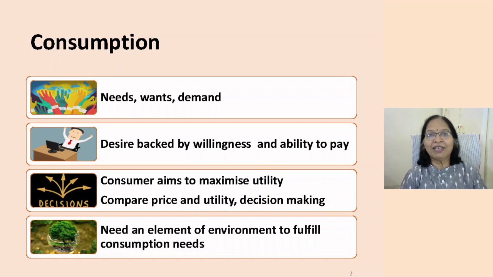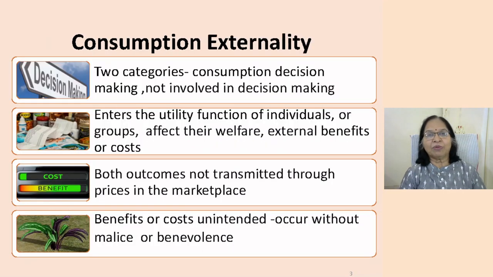The field of environmental economics builds upon the principles of economics and takes into consideration that no consumption is possible without an element of environment in it. Therefore, every decision that a consumer takes affects the environment. Let's look at the consumption externality. There are two categories of people in this particular consumption externality to be considered. The first is the consumer who takes a decision to consume certain commodities. The second is the bystander who has had no influence on the decision taken by the consumer.